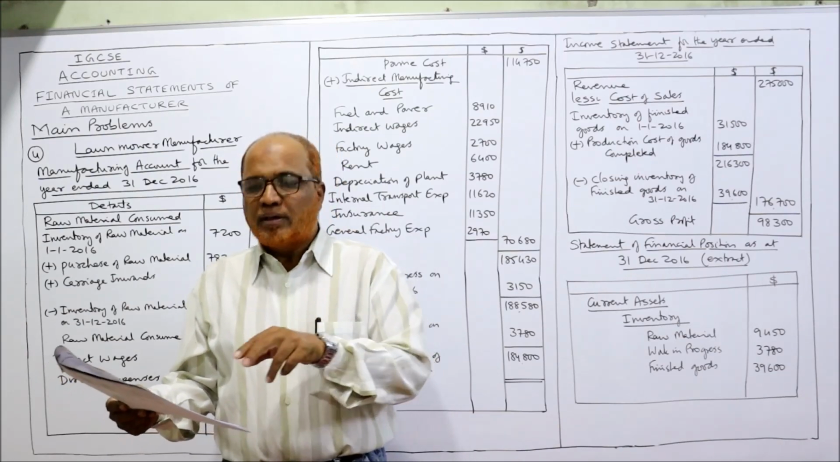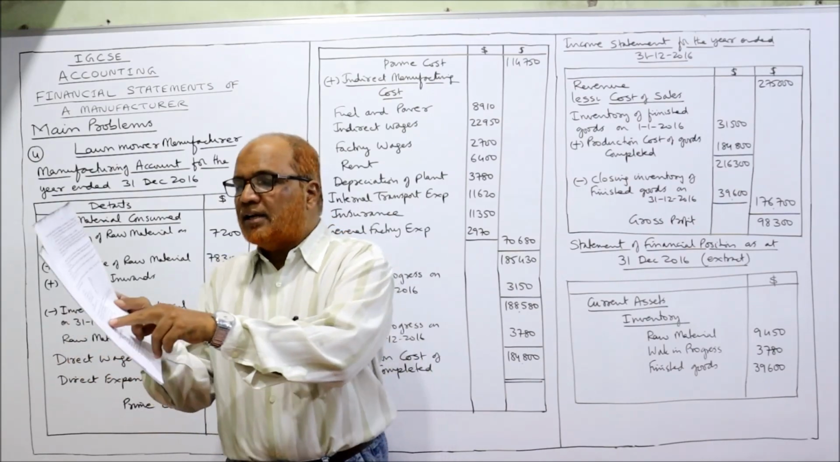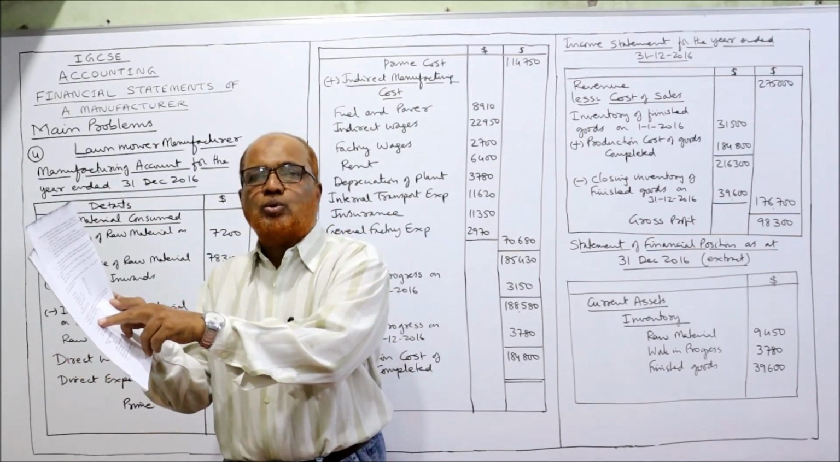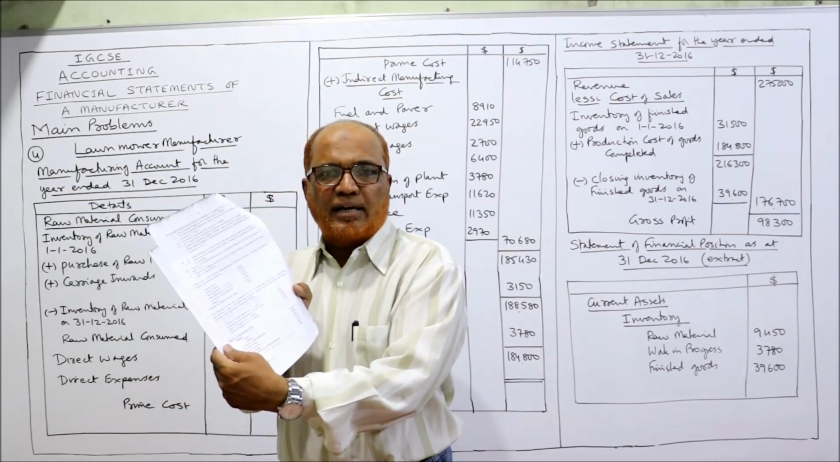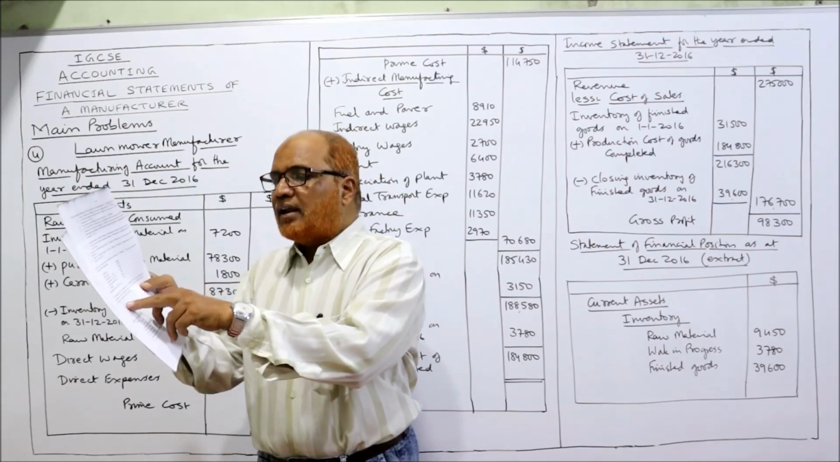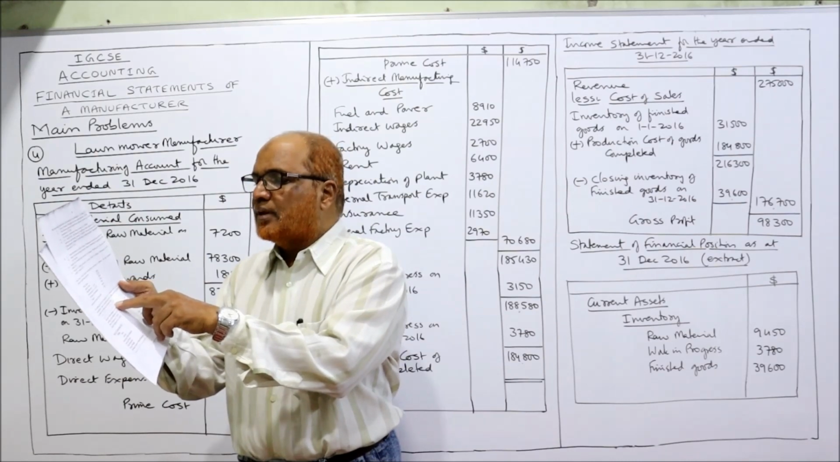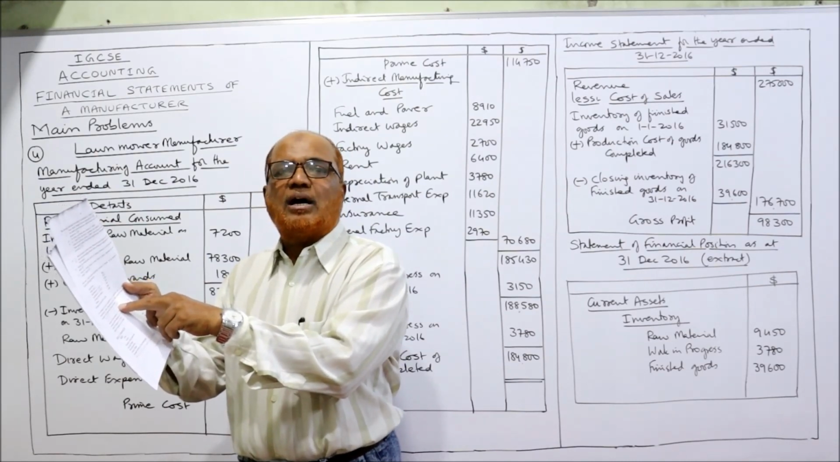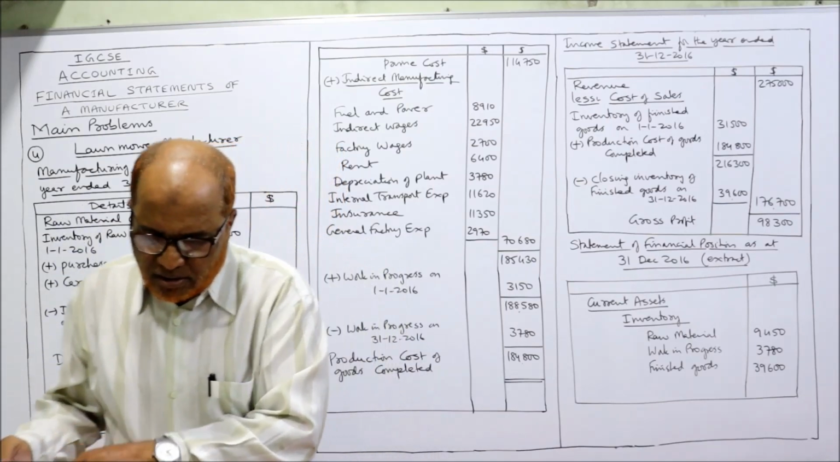Apart from that, 2 items are missing there. So you write it with a pen here itself, inventory of finished goods. It is not printed in the paper. In the worksheet it is not there. Now I am dictating, write it down there itself. Inventory of finished goods on 1st January 2016 is equal to $31,500.